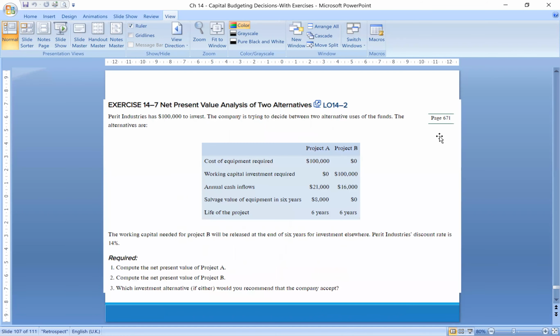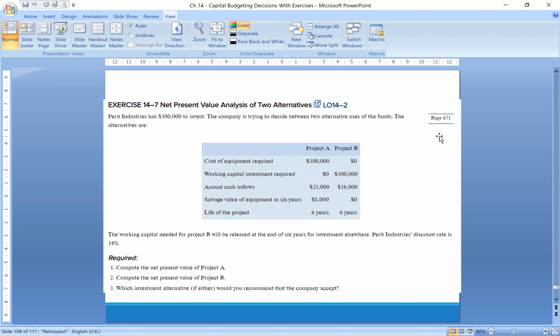Let's do 14.7. Any question about this? Okay. Last exercise, 14.7, net present value for 2 alternatives. Spirit Investments has 100,000. This is the amount that I have. The company is trying to decide between 2 alternatives for the use of the funds. The alternatives are A or B.